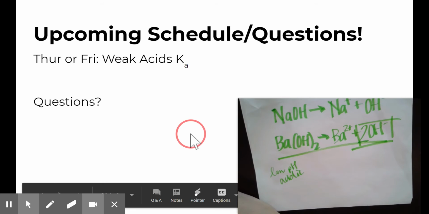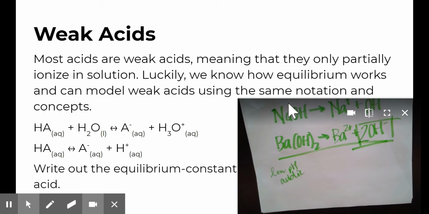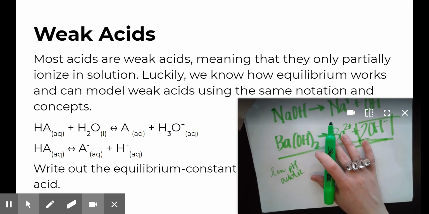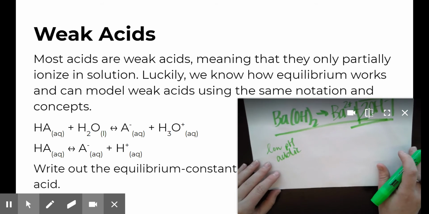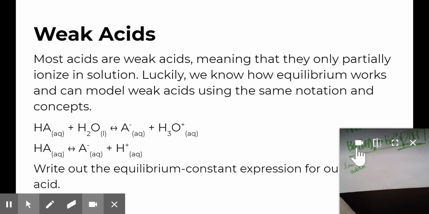Okay, so let's just talk about weak acids. So weak acids are great versus strong bases and strong acids. They don't fully ionize in solution.